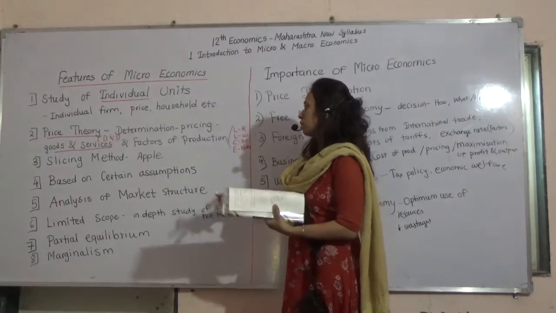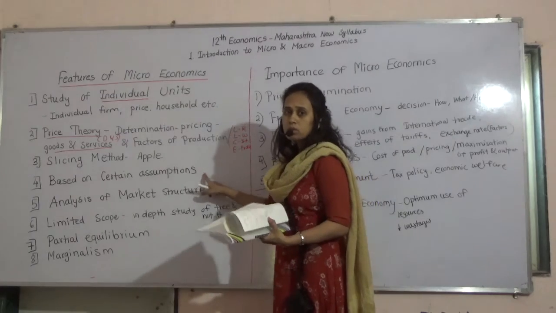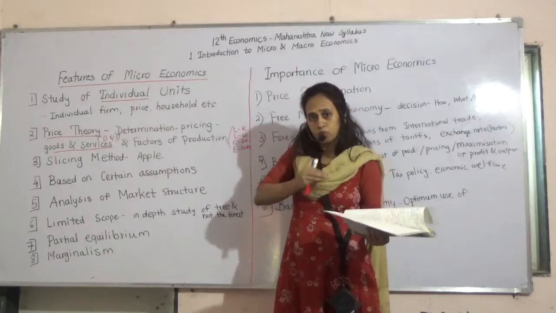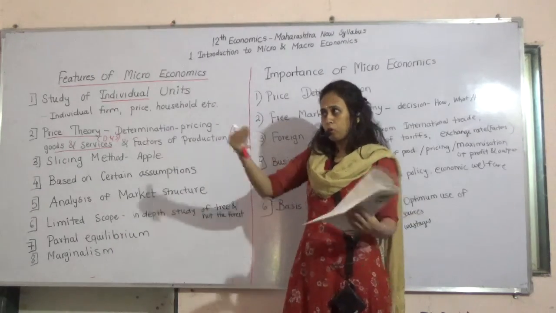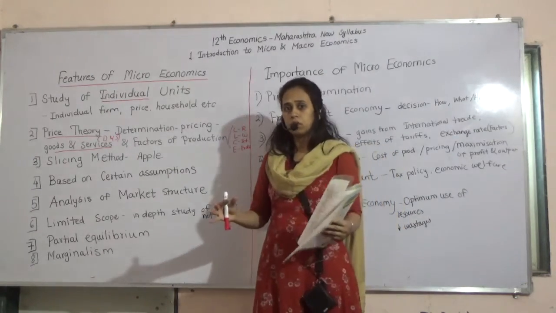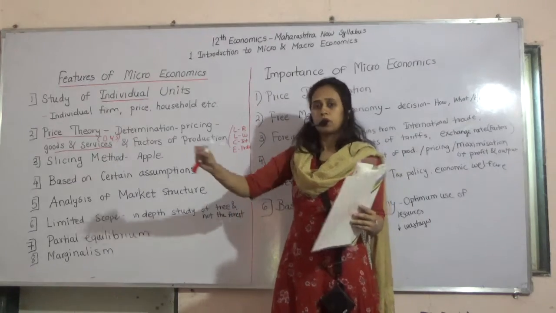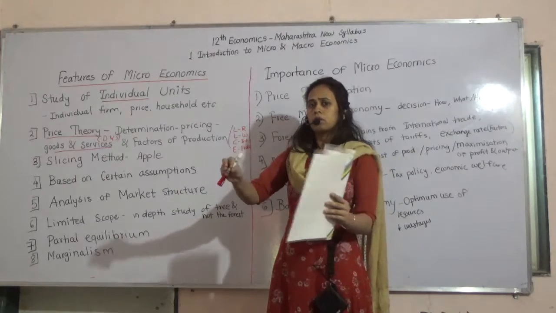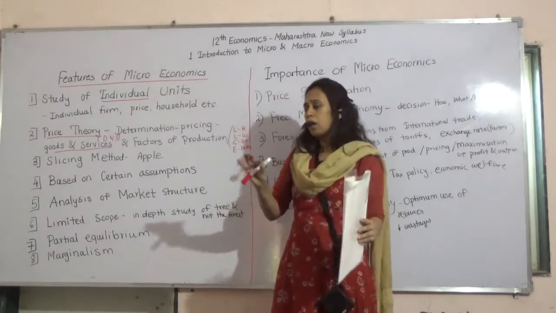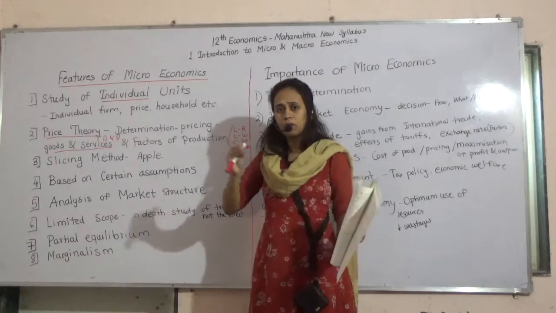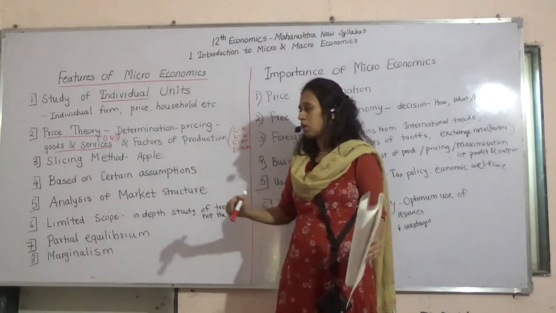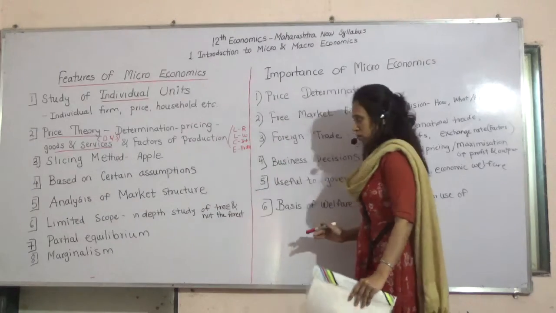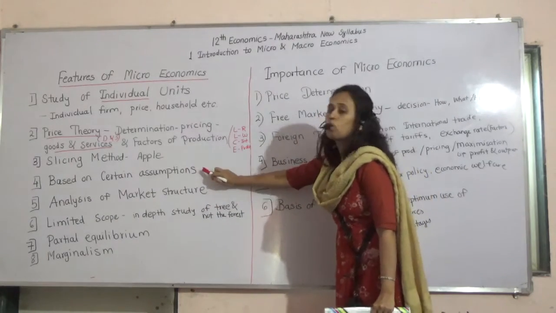Then it is based on certain assumptions. Assumptions means, whenever I want to prove something, I assume a few things. For example, if I am going to college, I am assuming some things in my mind, that there will be a particular lecture, so I have carried my books. Whatever you do, you assume a few things. So in economics also, whenever they want to prove something, they assume a few things. So it is based on certain assumptions.